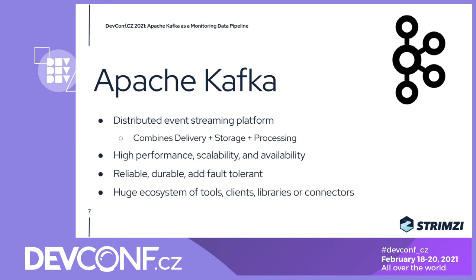But before we deep dive into that, let's first have a look at what Apache Kafka itself is and what its main features are, to at least get some quick introduction. So Apache Kafka is a distributed event streaming platform, which combines the delivery, storage and processing of records or messages, if you want. And it's designed for high performance and high scalability. You can very easily scale it horizontally. And it's also designed for availability, reliability, durability, fault tolerance, and all these things. And it also has a huge ecosystem of tools, client libraries, and connectors, which we can use to work with the data which we have in Kafka.